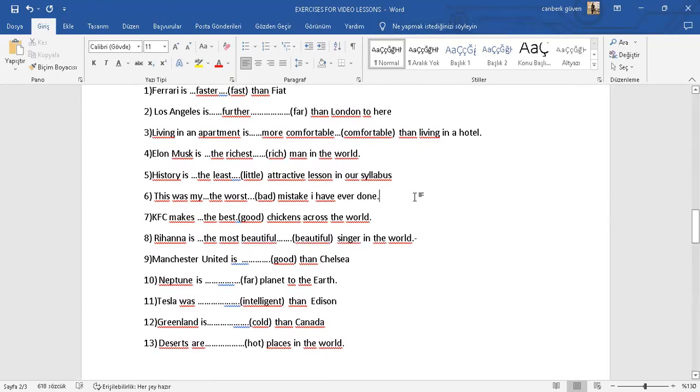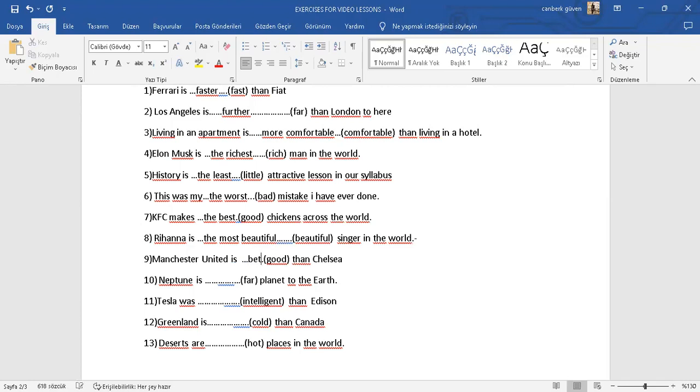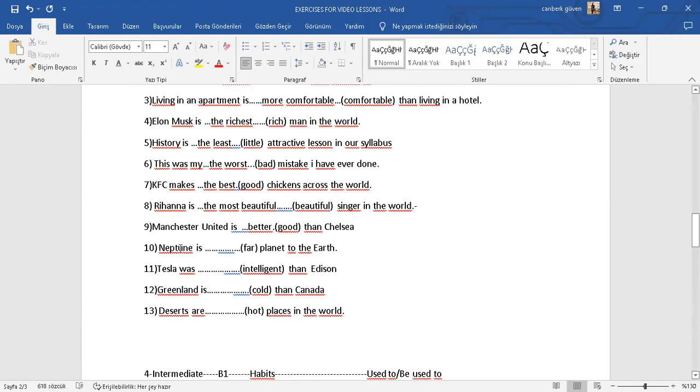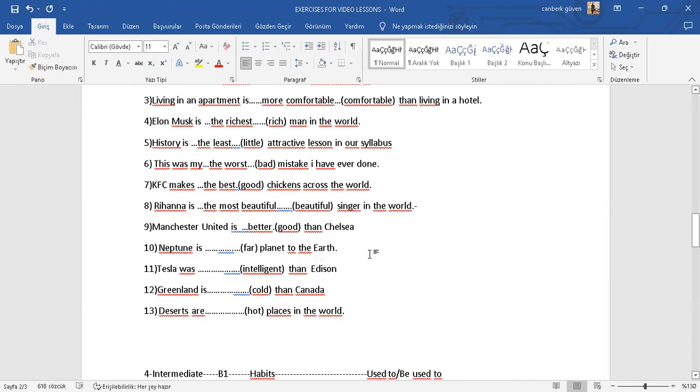The most beautiful. Nine: Manchester United is blah blah than Chelsea. We have good again, but this time you should tell me the comparative form of good. Do you remember? Starting with B, E, yes, better. Next: Neptune is blah blah planet to the Earth. Not actually the furthest planet, but the planet in the Milky Way, okay?